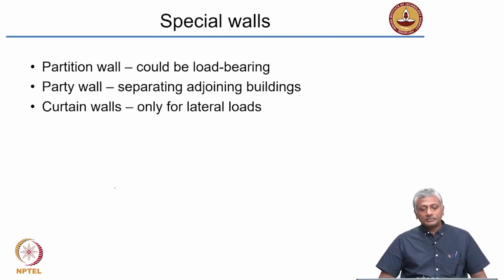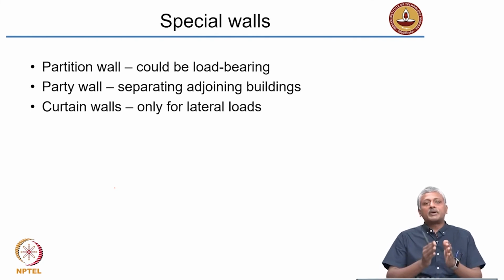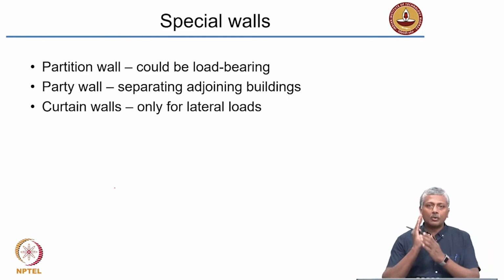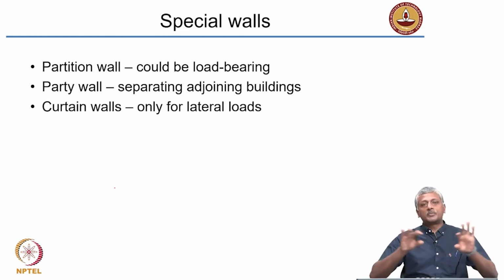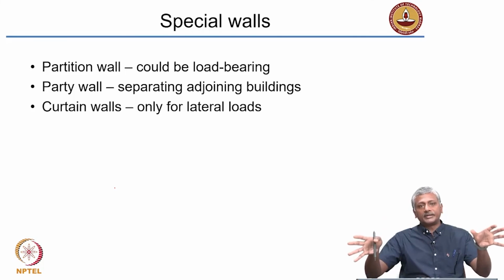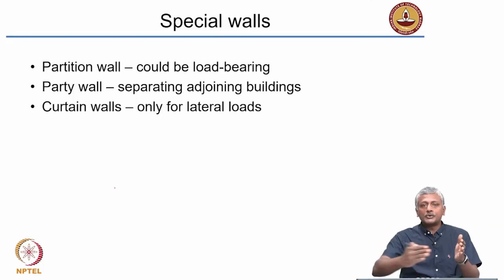A partition wall could be a load bearing wall. The function of a partition wall is to simply partition two spaces. If you have a very large hall, for instance, you put a wall in between called a partition wall, which partitions two spaces. Now the partition wall in some cases can be designed as a load bearing wall also, but in most circumstances, you will see that the partition wall is a non-load bearing wall and typically made with these lightweight concrete masonry units.